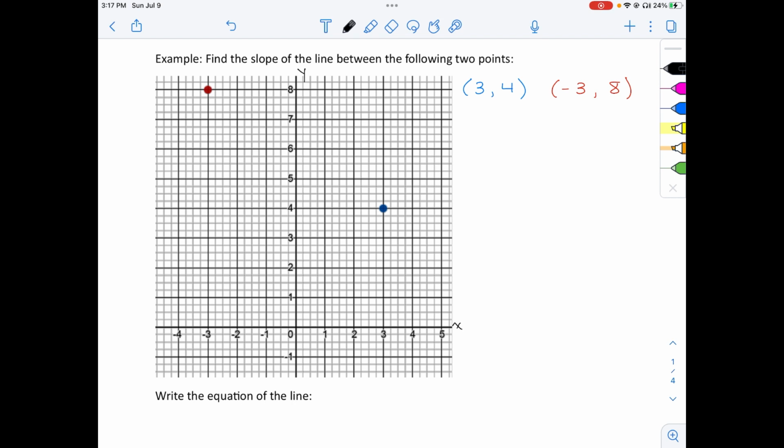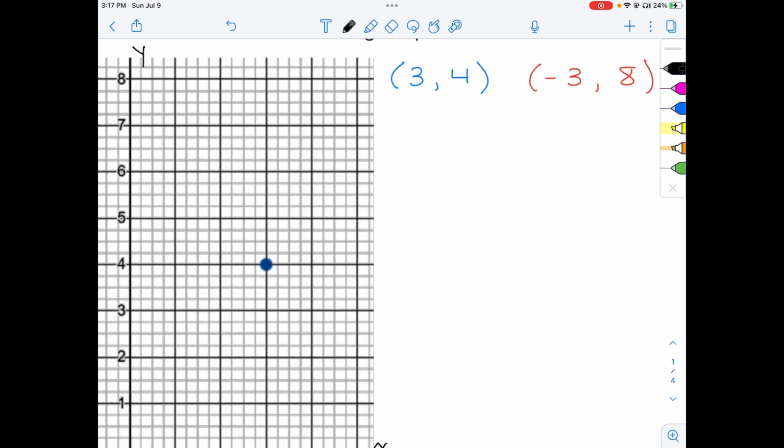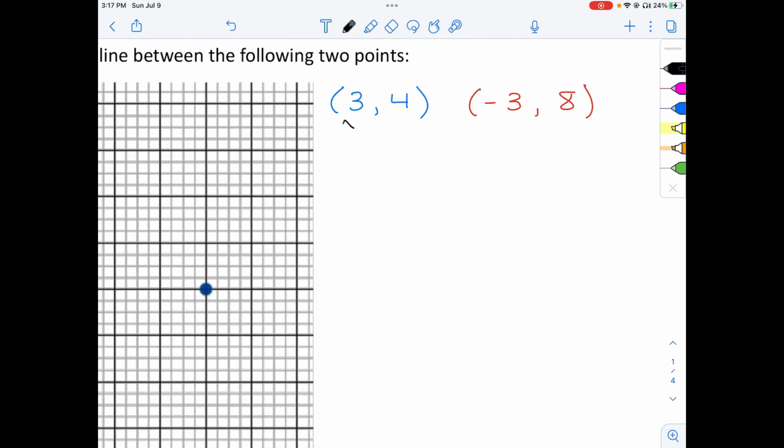So it doesn't matter which point you call (x1, y1), which one you call (x2, y2). It's just a matter of preference. So I am going to label this one x1, y1, and this one x2, y2. I like to write the labels below them so that I make sure I put the points in the right order, because it's important when you are filling in your formula, if you're going to call this point your second point, you would do y2 minus y1, so 8 minus 4, but then you need to make sure that you start with this number for your x.